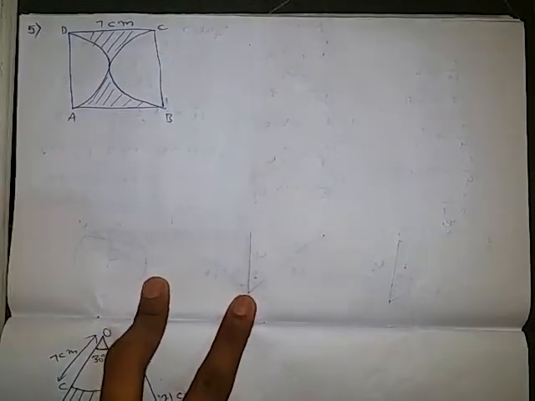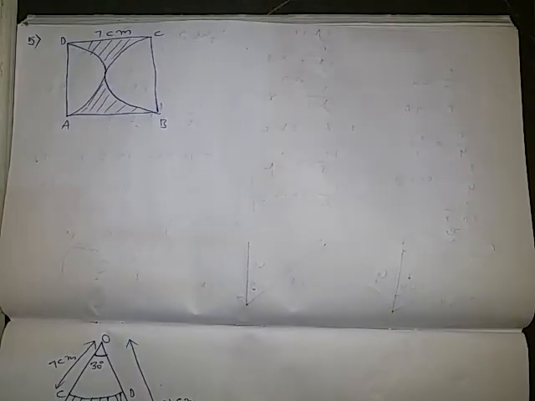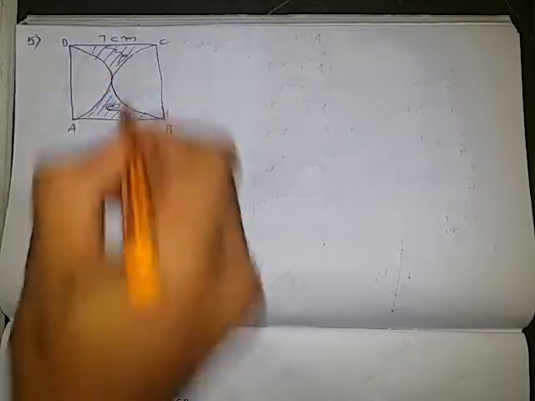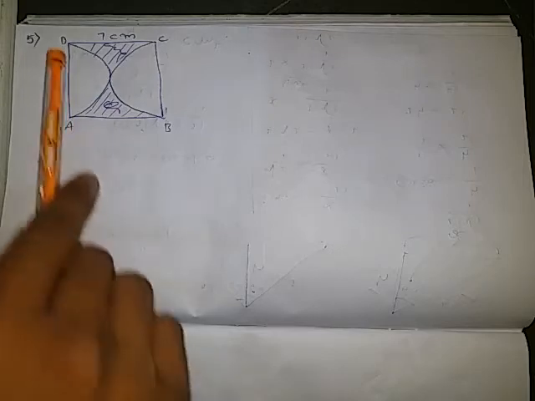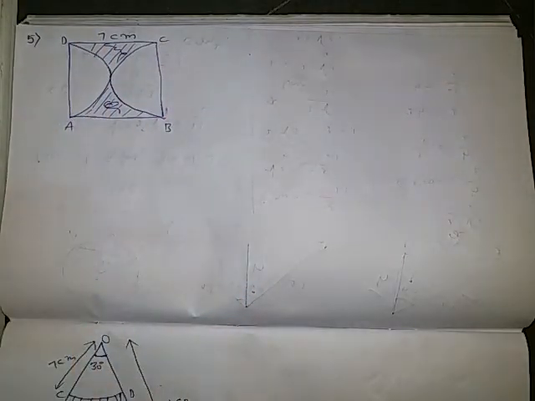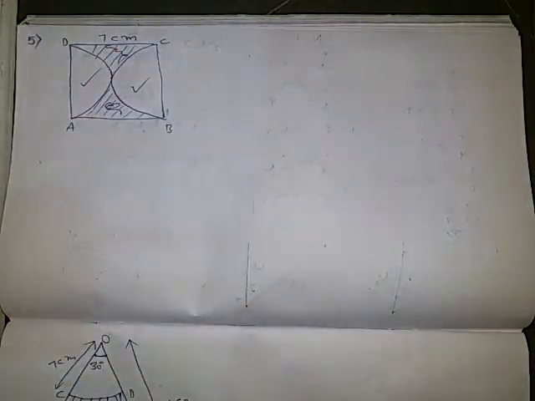Okay, the question is, some figure is given. In that again some figures are given. Then he is asking about this shaded part. So now if we observe the total figure clearly, how will we get that shaded part? Total figure minus these two figures.